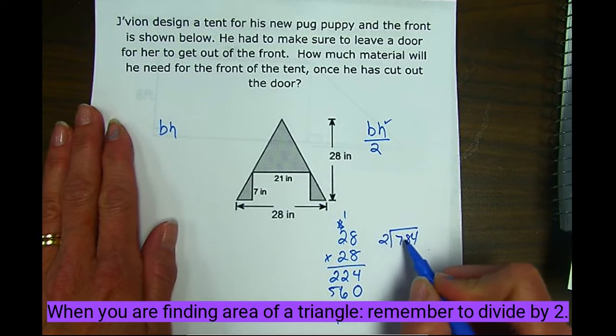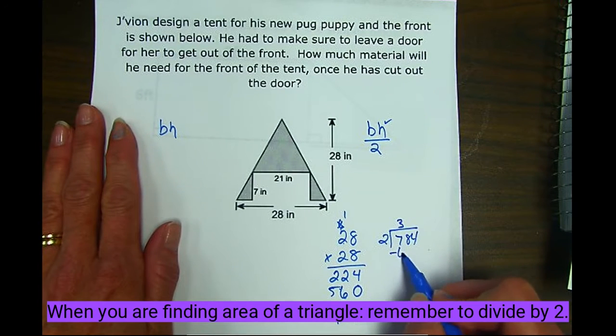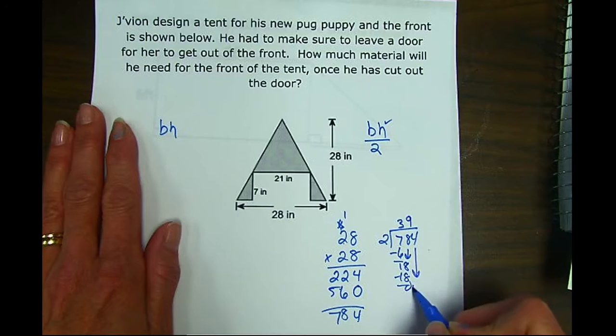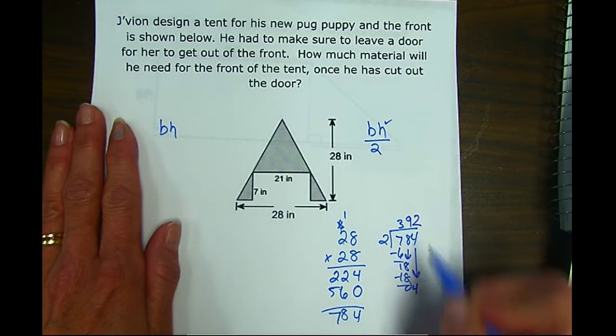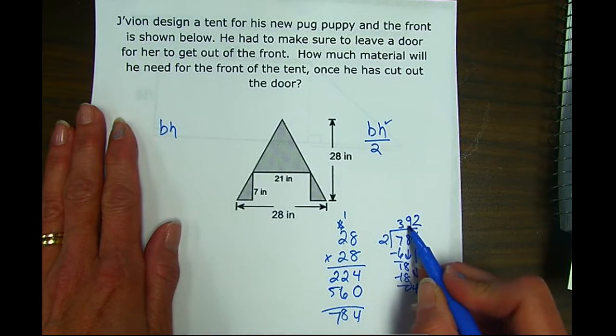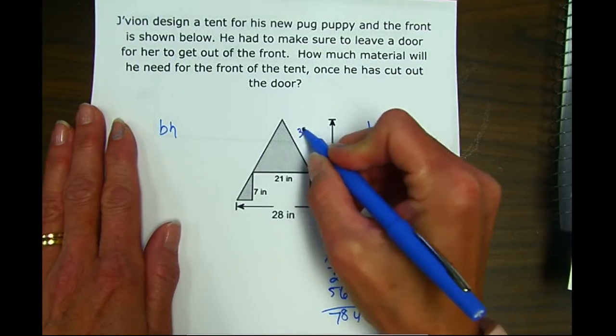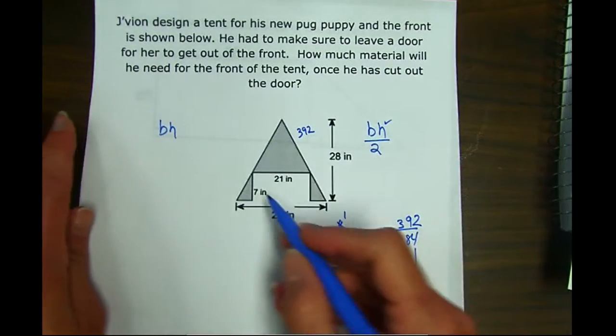So 2 goes into 7 3 times. Bring down the 8. 2 goes into 8 4 times. Bring down our 4, and 2 goes into 4 2 times. So the area of our triangle is 392. I'm going to put that up here so I don't lose it. Now we're going to do our rectangle.